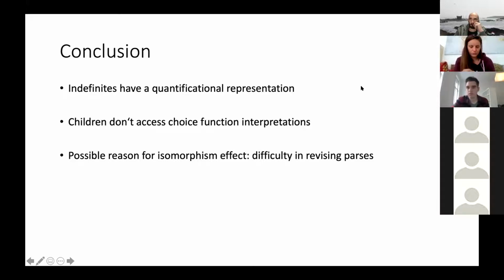Okay, so that will be it. I hope it all made sense. Yeah, are there any questions? I would like to add that, in conclusion of the paper that I presented, exactly what Jarko said. So children just have difficulty in revising parses, and there is not a grammatical inability to process. But yeah, children just have sort of different ways of processing.